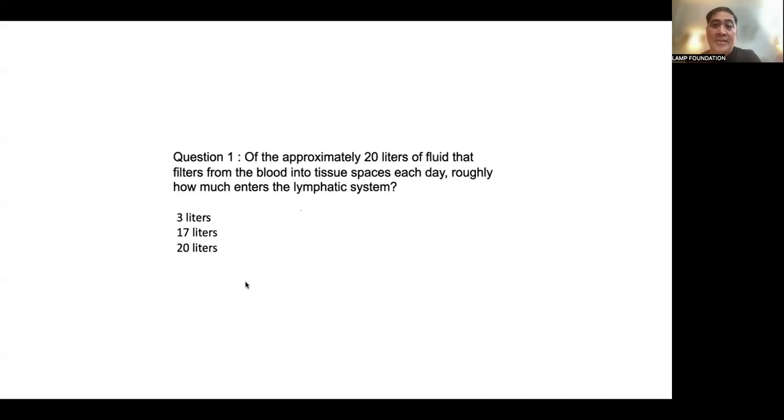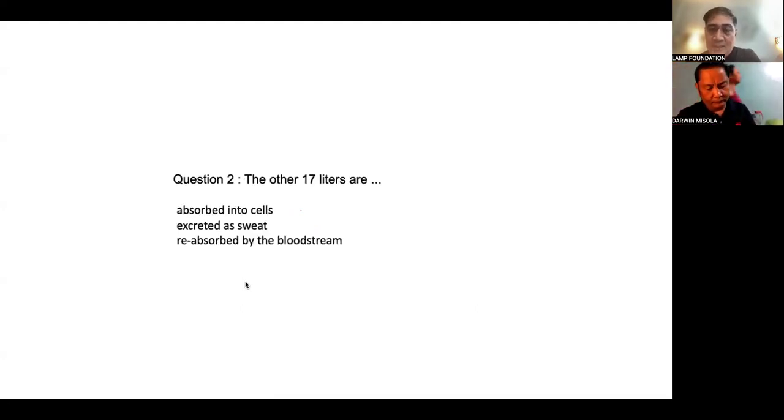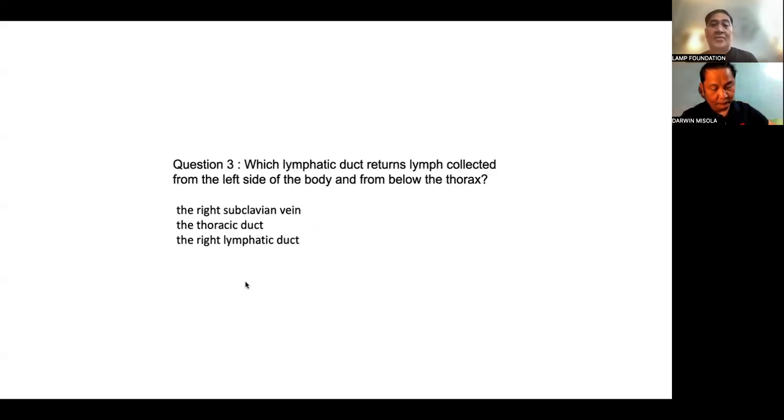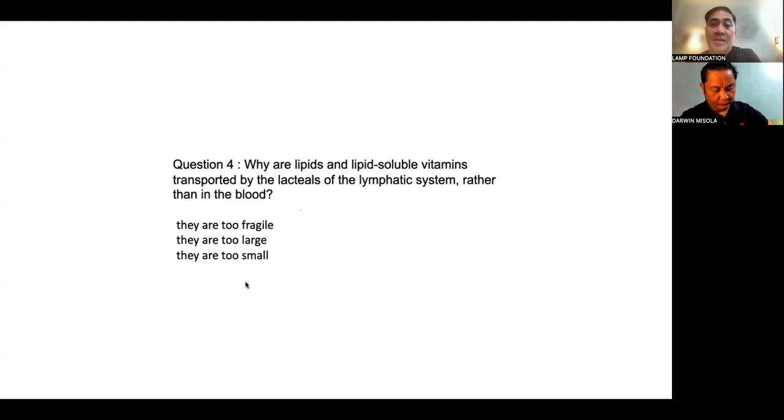Of the approximately 20 liters of fluid that filters from the blood into tissue spaces each day, roughly how much enters the lymphatic system? 3 liters. The other 17 liters, saan na pupunta? Reabsorbed by the bloodstream. Very good. Which lymphatic duct returns lymph collected from the left side of the body and from below the thorax? Thoracic duct. Why are lipids and lipid-soluble vitamins transported by the lacteals of the lymphatic system rather than in the blood? They are too large.